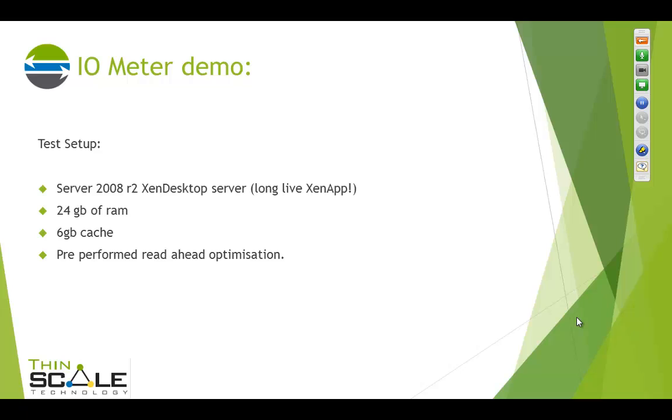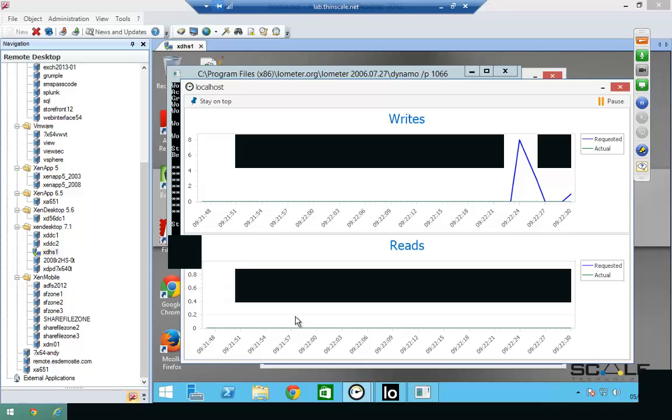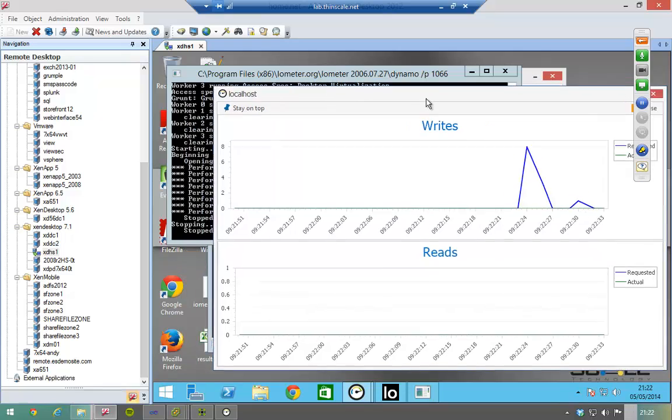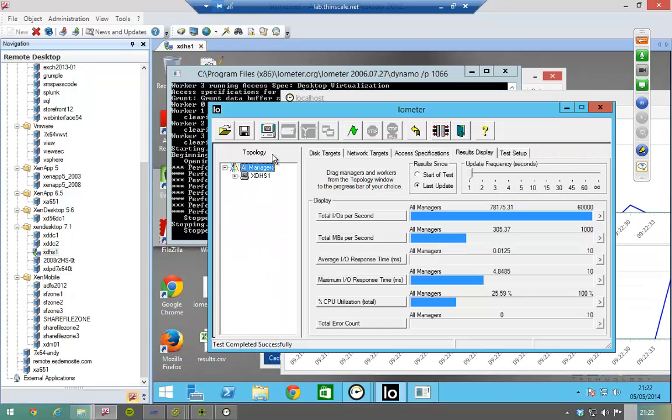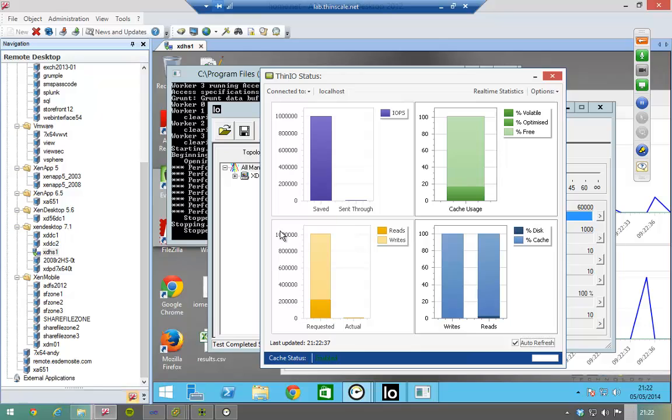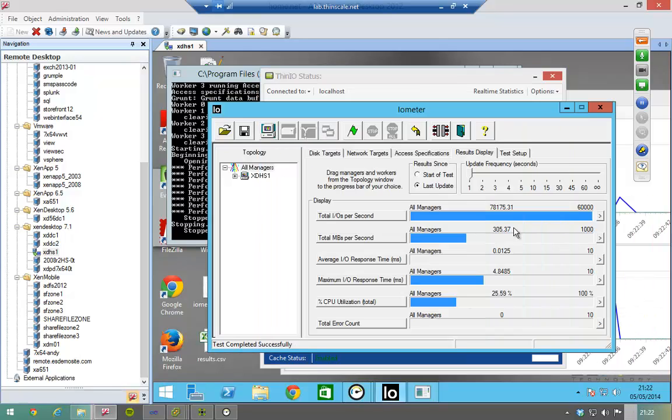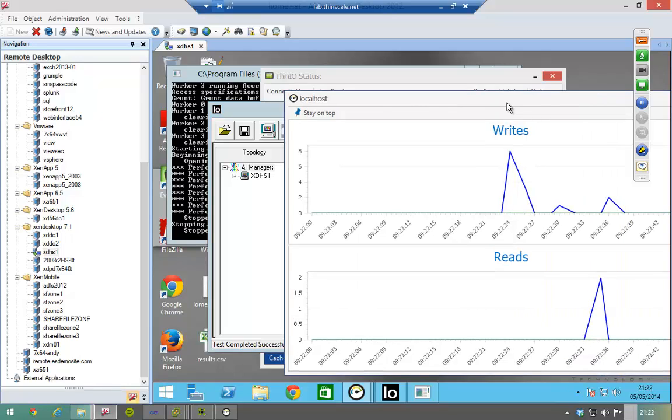You've got to bear in mind that our test environment here is actually Server 2012. We had a slight lab issue, so we moved over to another one. Server 2012, 24 gig of RAM, and we're using a 6 gig cache. And we performed the read ahead in advance of this demo. So moving over to our RDP connection, here we have the ThinIO agent open. We've already run IOmeter once here, so that's why the figures are so high. And we have the real-time graph here in the background as well.